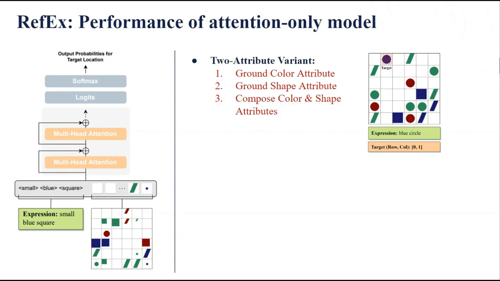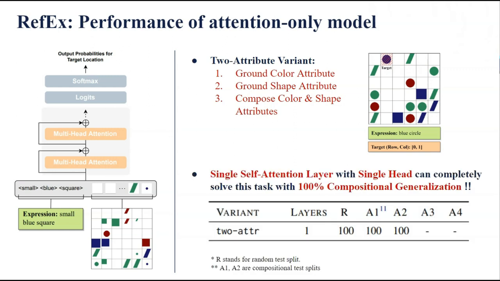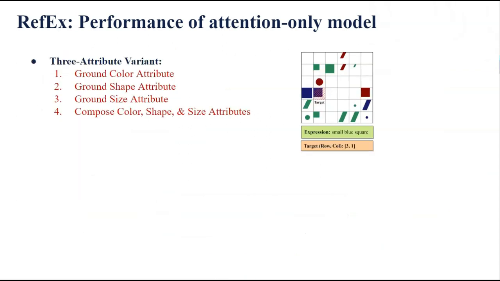On a higher level, to perform this task, the model needs to first ground the color attribute and the shape attribute to the grid world, and then compose both these attributes to localize the correct target object. Surprisingly, we found that a single self-attention layer with only a single head achieves 100% accuracy on all compositional test splits. Subsequently, we evaluate our model on the 3 attribute variant, which is more difficult than the 2 attribute variant.